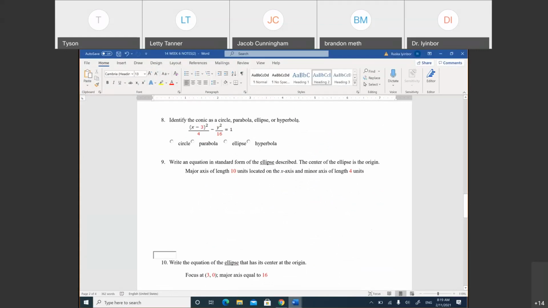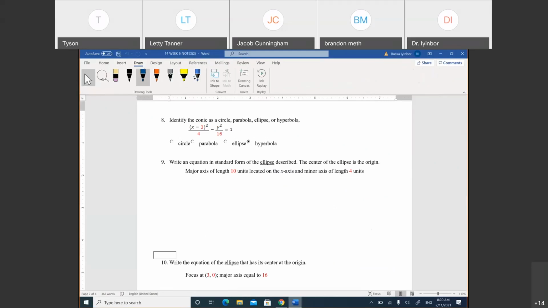So what do you think it is? I showed you all the different equations. So the equation given is what? Hyperbola. Good job. It's a hyperbola because, why is it a hyperbola? Because you have a minus in the middle, right? You have fraction minus fraction equals 1, and that's a hyperbola. Good job.